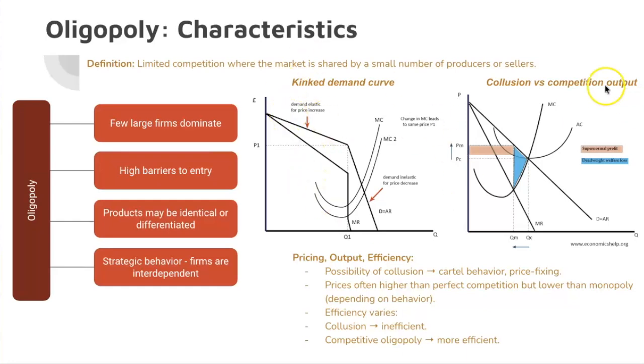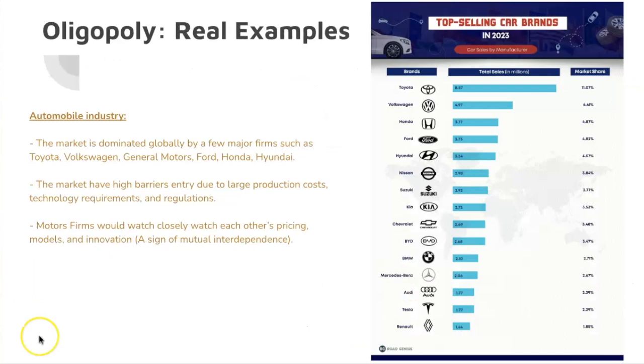See here. The global automobile industry exemplifies oligopoly. This chart shows the top-selling car brands in 2023. The market is dominated globally by a handful of major firms.